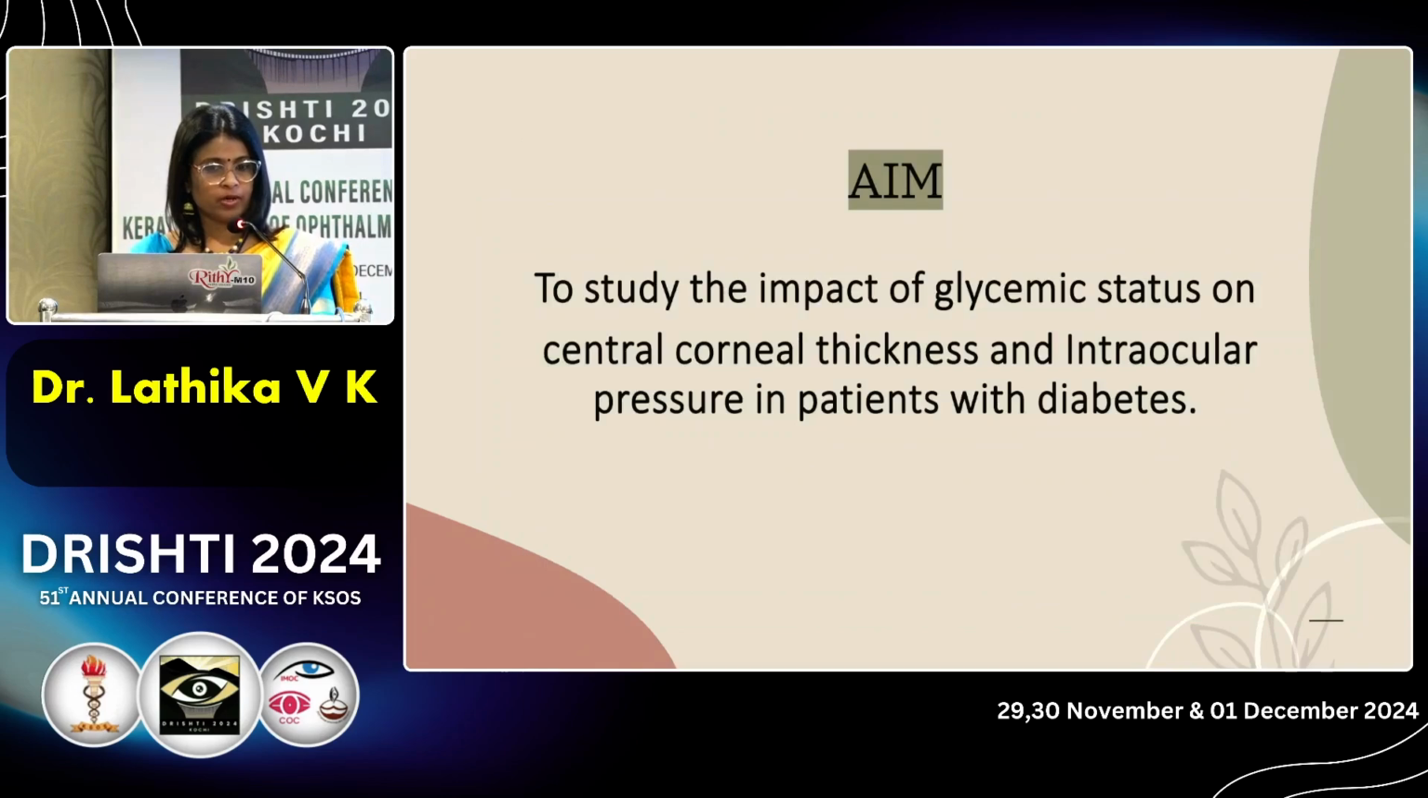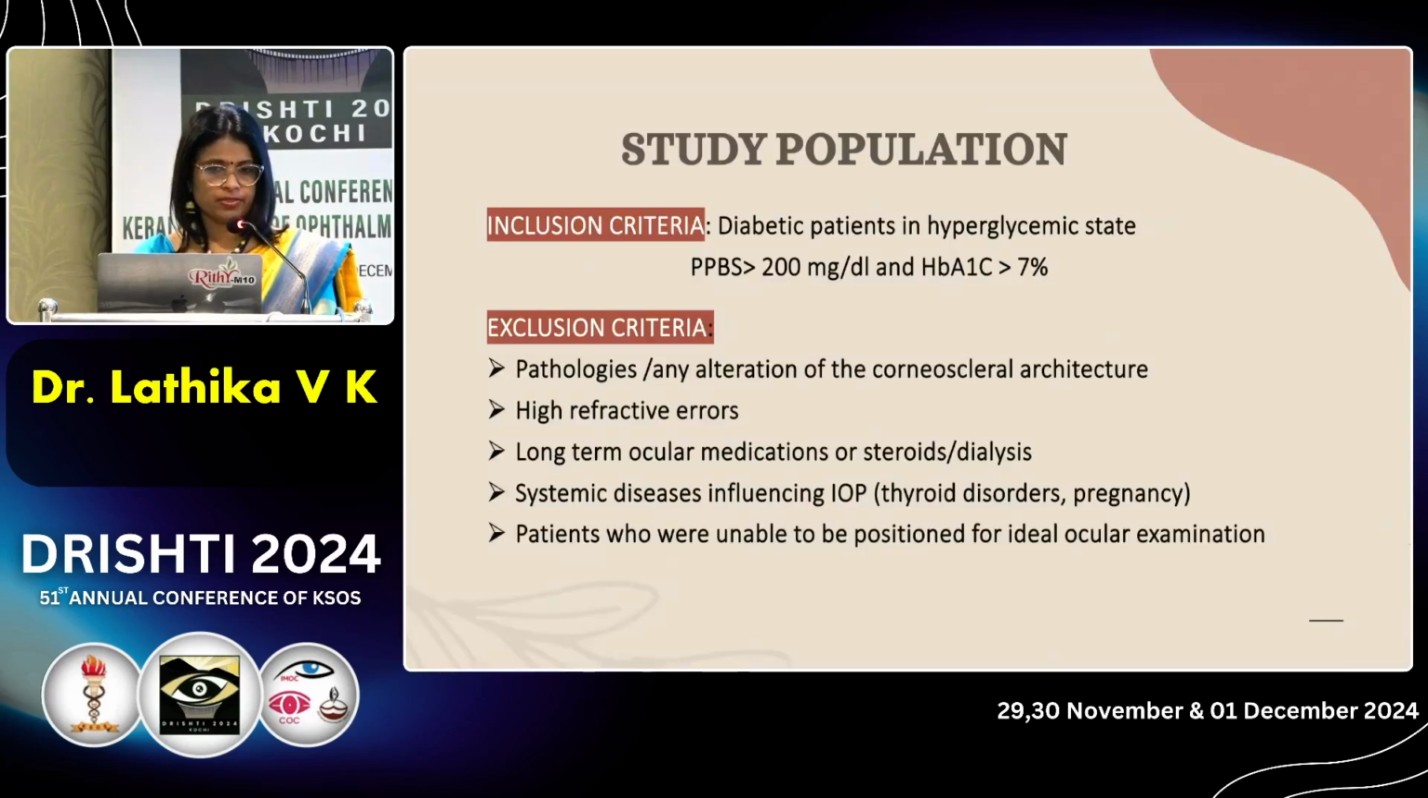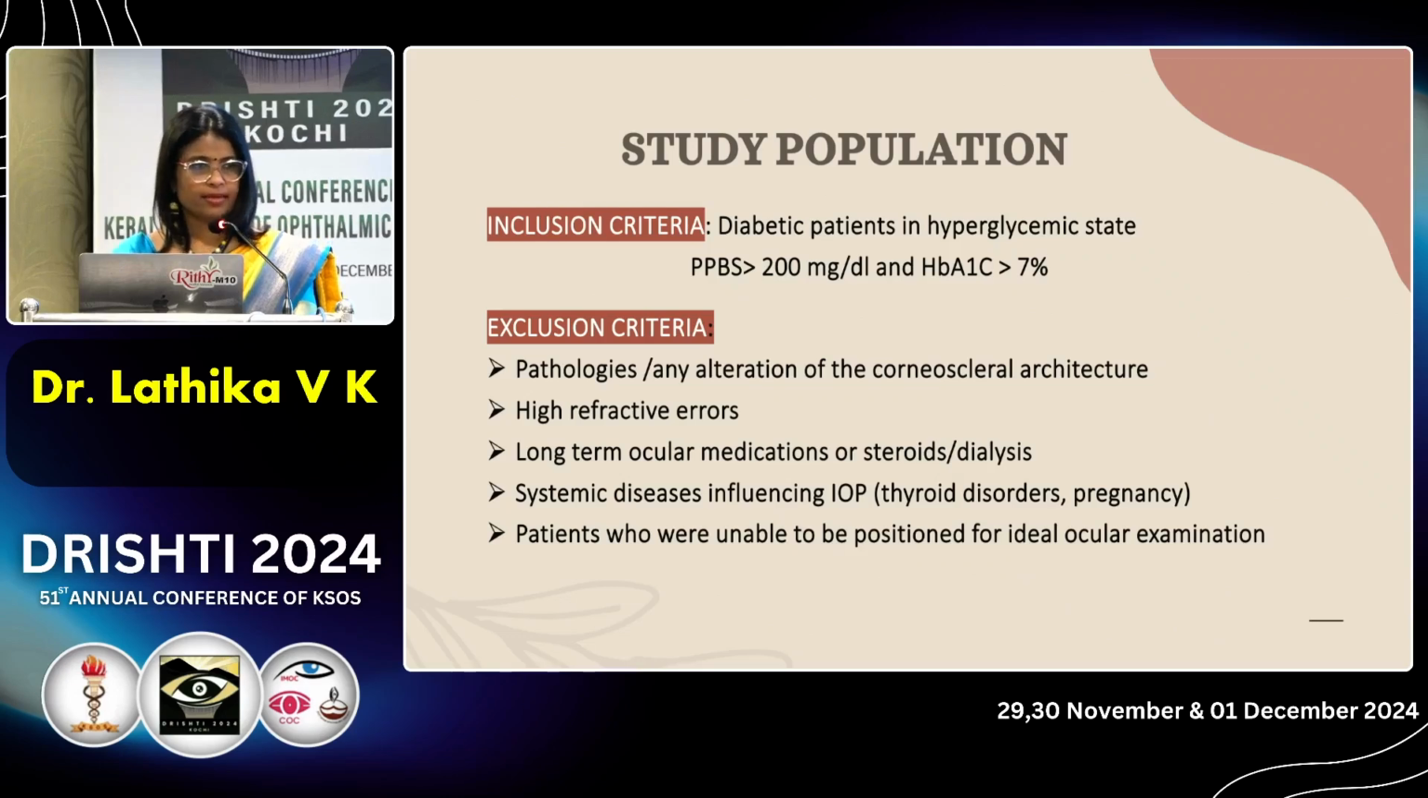So that is why we designed the study to study the impact of glycemic status on CCT and intraocular pressure in patients with diabetes. It was a prospective observational study done in a tertiary care teaching hospital over 18 months on a sample of 60 patients recruited by consecutive sampling. The patients we recruited were all uncontrolled diabetics with a PPBS of more than 200 and HbA1c of more than 7. Any pathologies that could alter the corneoscleral architecture, high refractive errors, long-term ocular medications or steroids, systemic diseases that could influence IOP, and patients who were unable to be positioned for ideal ocular examinations were excluded from the study.